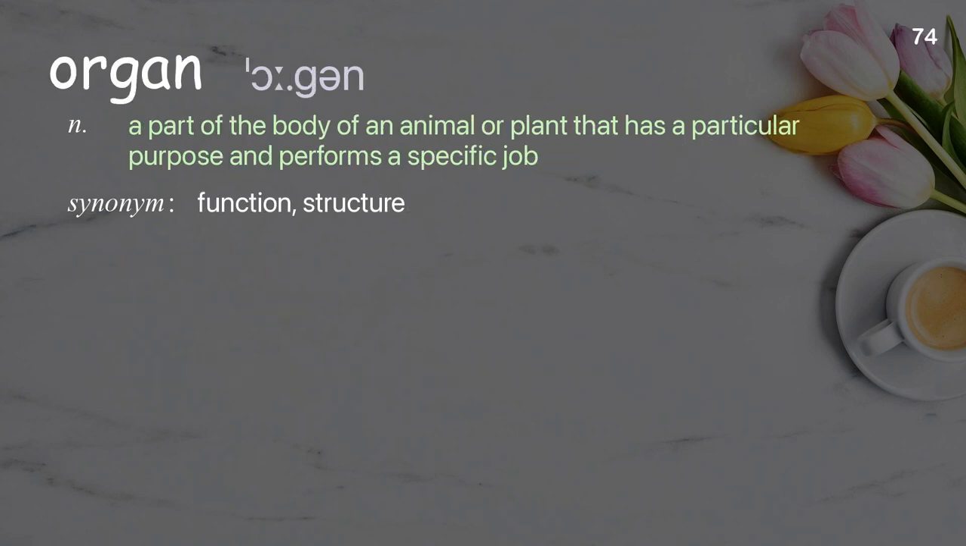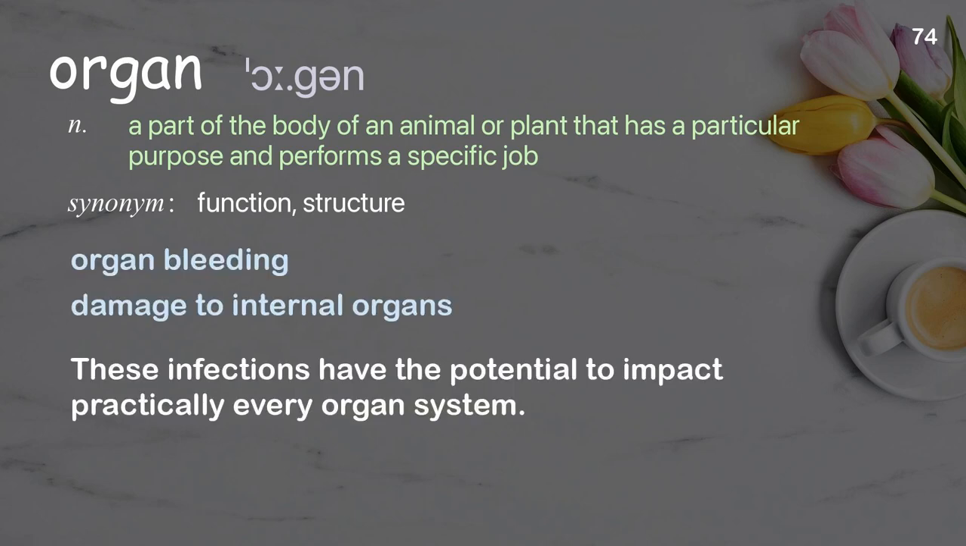Organ. A part of the body of an animal or plant that has a particular purpose and performs a specific job. Examples. Organ bleeding. Damage to internal organs. These infections have the potential to impact practically every organ system.